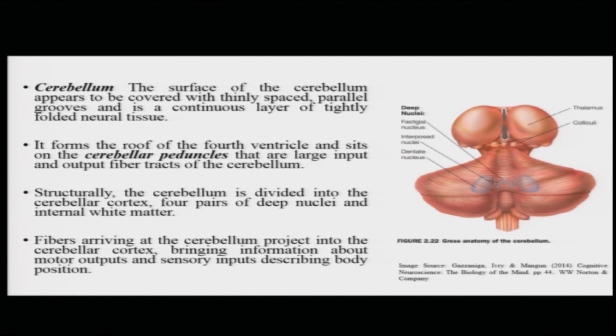The surface of the cerebellum appears basically to be constructed of these thinly spaced parallel grooves, which form a very continuous layer of tightly folded neural tissue. So you can see that this is basically tightly folded layers of tissue. It forms the roof of the fourth ventricle and sits on what are called the cerebellar peduncles, that are large and have large input and output fiber tracts in the cerebellum.